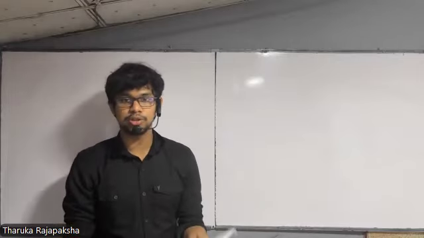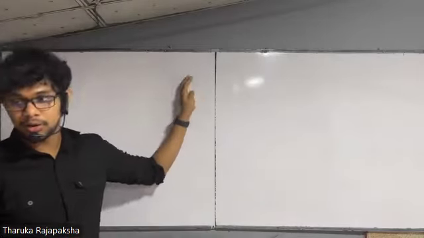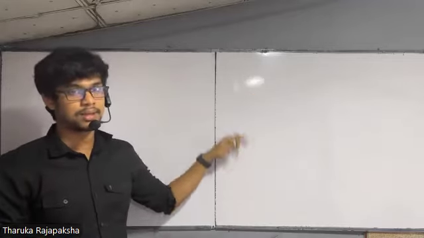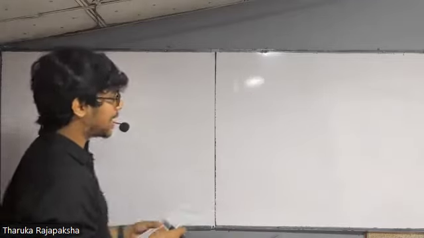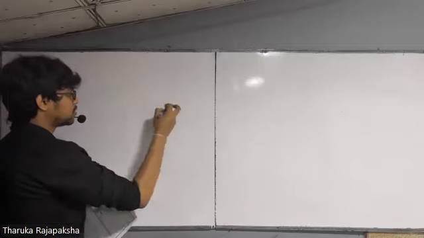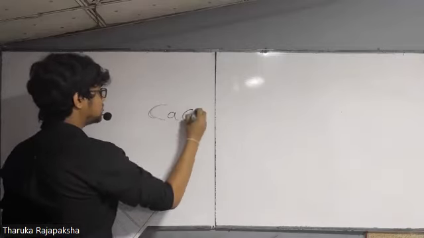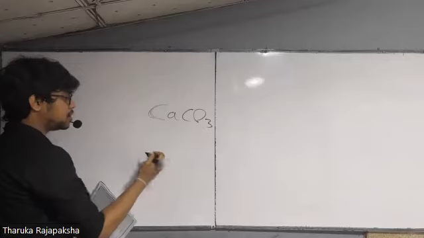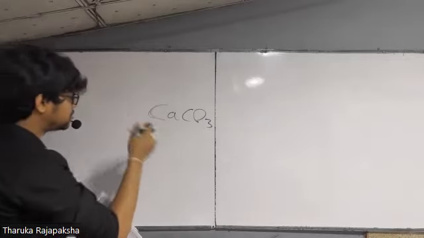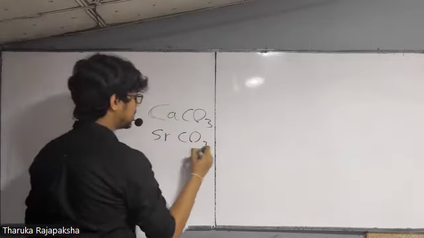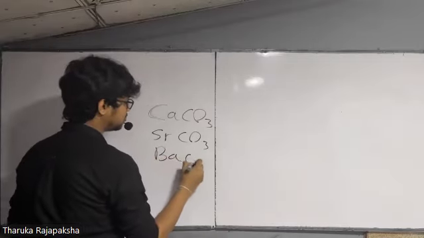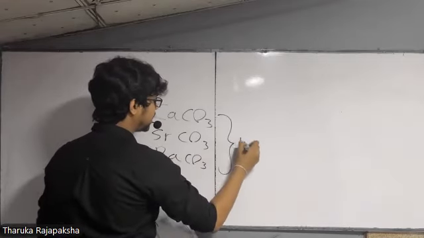And this is easy, people. You just have to select the S block group 2, the last 3. Calcium 2 plus, calcium carbonate. Below calcium, you have strontium carbonate, and then barium carbonate. And these 3 are white in color.